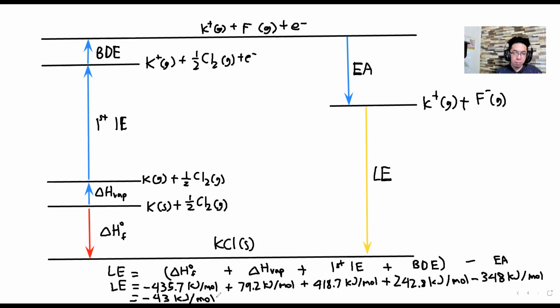Looks kinda sus though. Very small. Wait, let us... Aha. Ano ba yung mga binigay? Let's double check. So, delta H sublimation, 79.2.